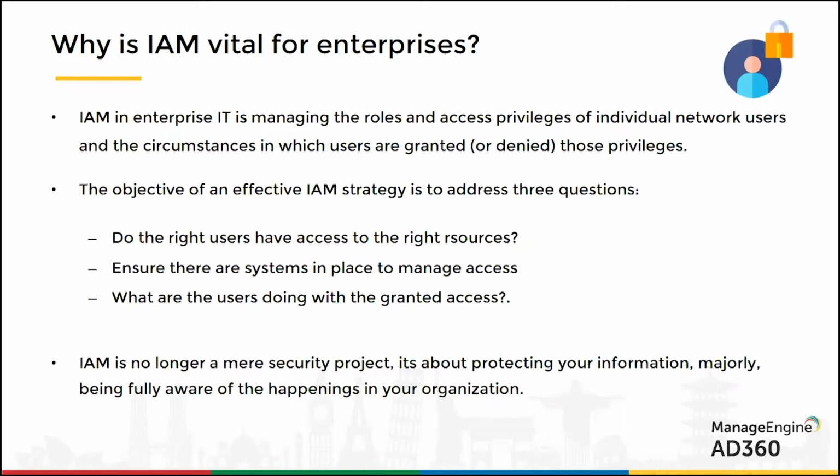So IAM is basically an enterprise IT solution that defines what your users can do, that defines the roles of your users, what your users can access, which resources your users can access. So if we break it down, the IAM strategy can be divided into three important parts. Number one is, do the right users have access to the right resources? Number two is, are there systems in place to manage access? And number three, what are the users doing with the access that they have?